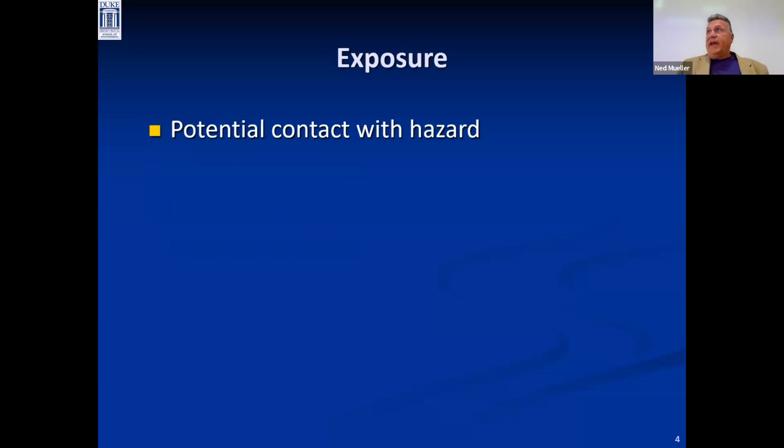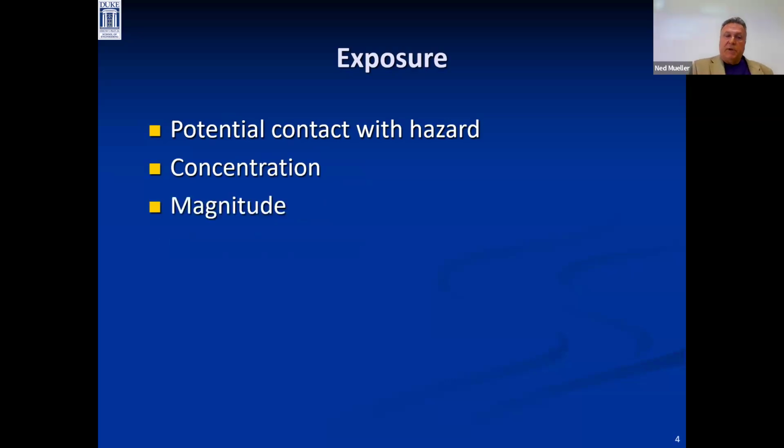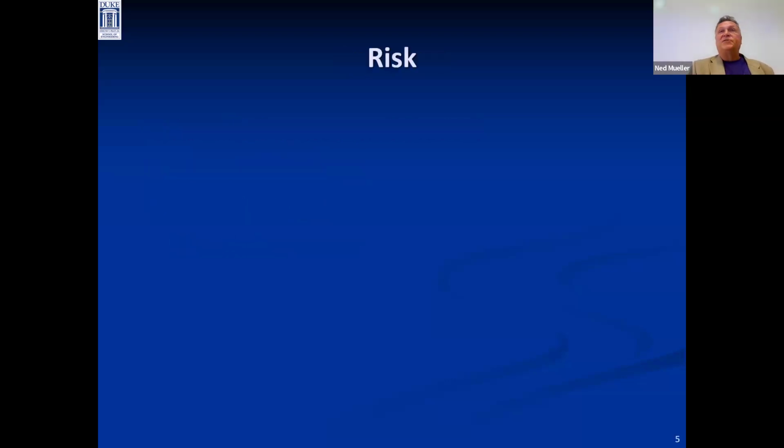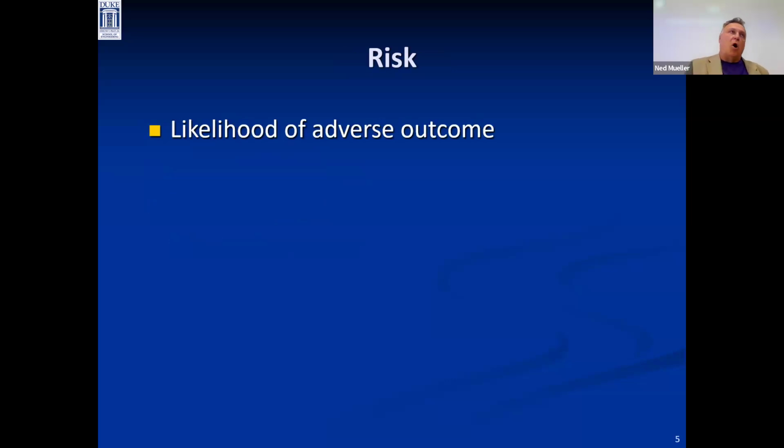Exposure: you can't have exposure without contact. So there's a whole literature of exposure science that looks at really three things: the concentration, the magnitude of the exposure, and the duration of the exposure. So there's a time function, there's a mass function, and then there's a concentration function. Risk is the likelihood of some kind of harm, some adverse outcome.